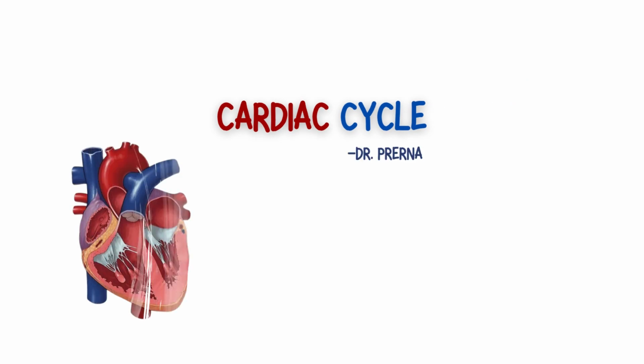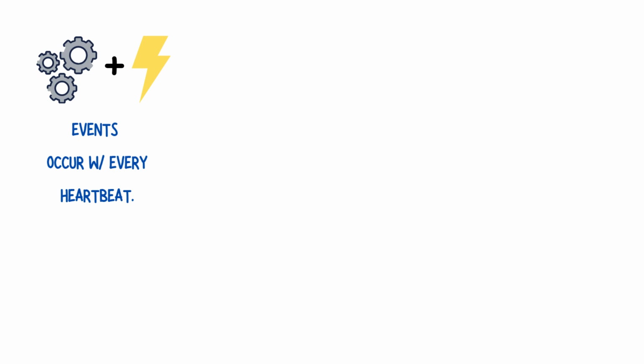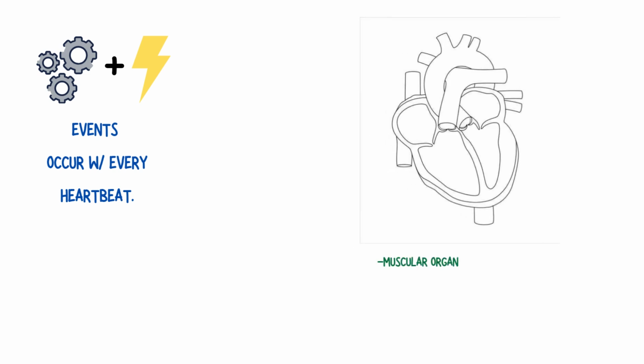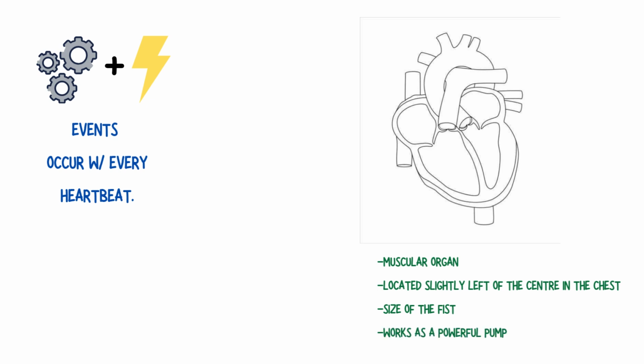Let's study cardiac cycle, which is an important topic for both medical and dental students. A cardiac cycle is the sequence of mechanical and electrical events that occur with every heartbeat. The human heart is a muscular organ located slightly left of the center in your chest, protected by the rib cage. It's about the size of your fist and works as a powerful, double-sided pump.